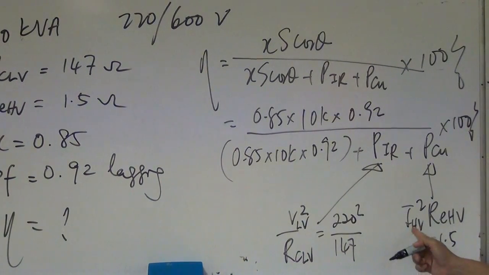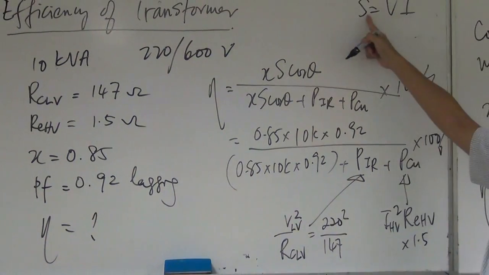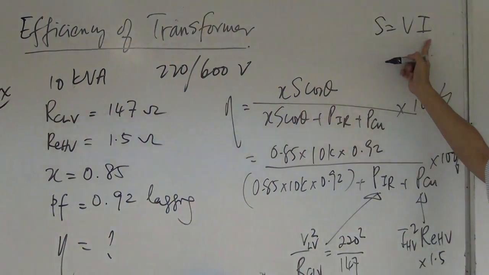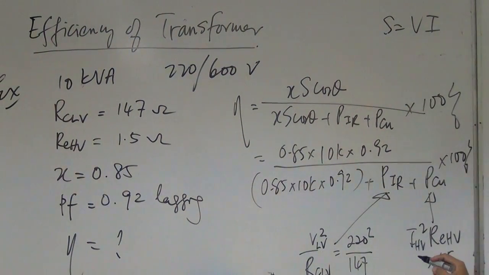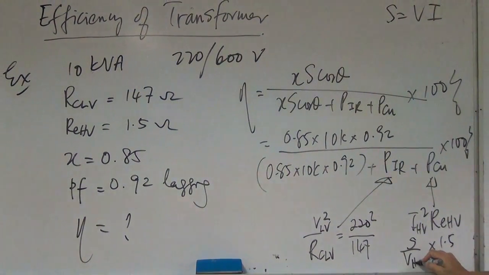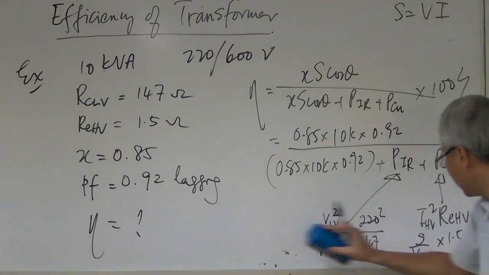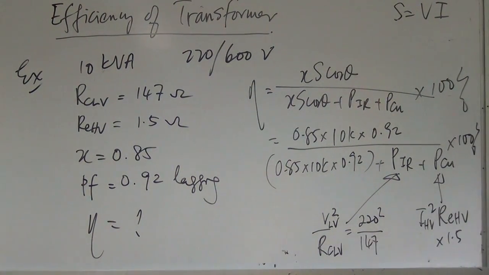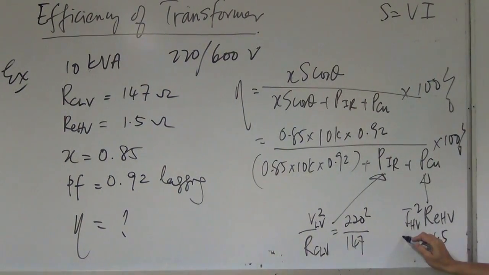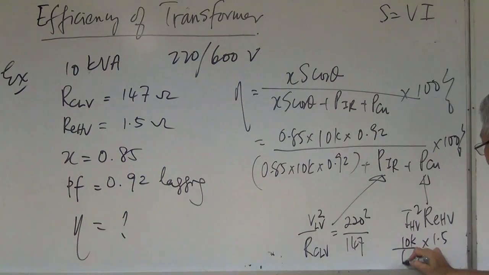How do you calculate I? You calculate I using the formula S equal to V times I, right? So I equal to S divided by V. Which V? VHV. Right? So what is the value of the S? The value of the S is 10 kVA. Right? The value of the V is 600.